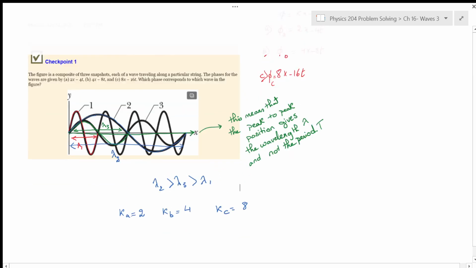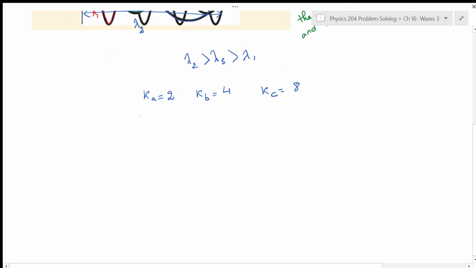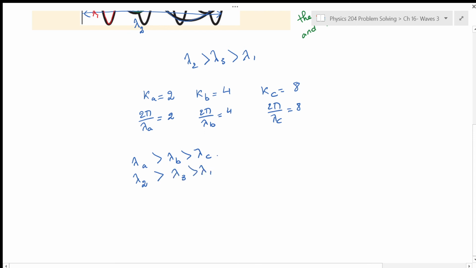And from k, we can relate this to the wavelength. We know that k is equal to 2 pi over lambda. So 2 pi over lambda A is going to be 2, 2 pi over lambda B will be 4, and 2 pi over lambda C will be 8. And this means that lambda A is going to be the largest, followed by lambda B, followed by lambda C, which means that these correspond to lambda 2, lambda 3, and lambda 1.